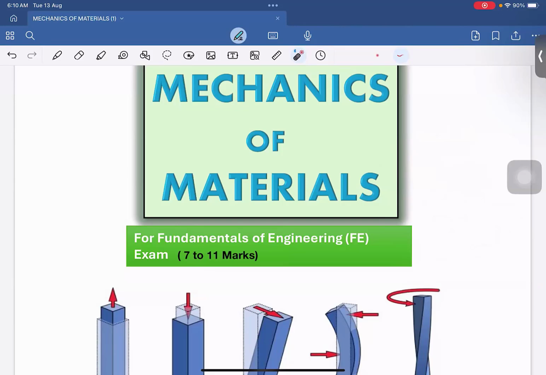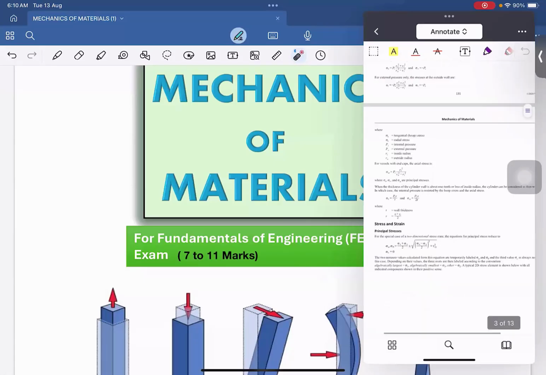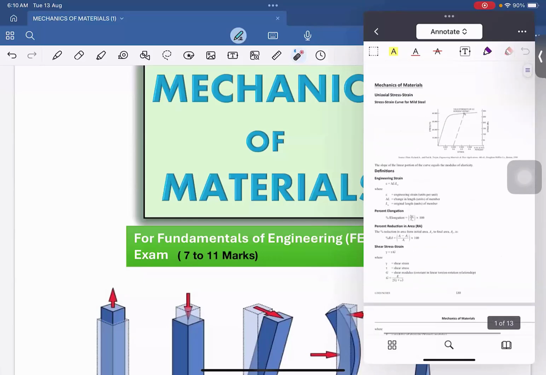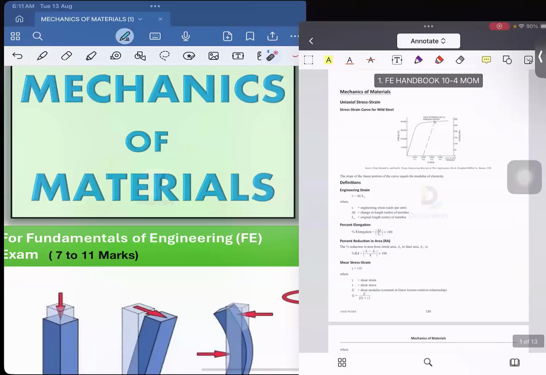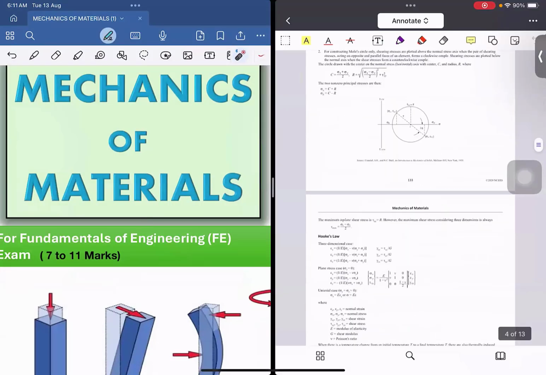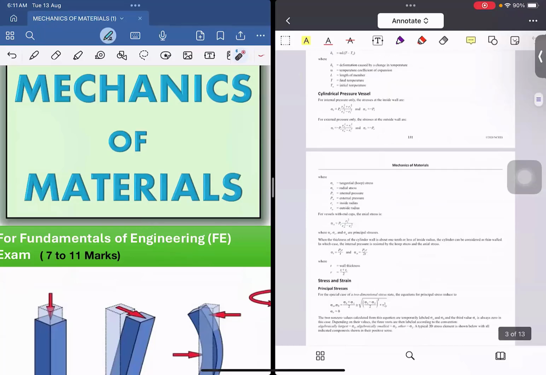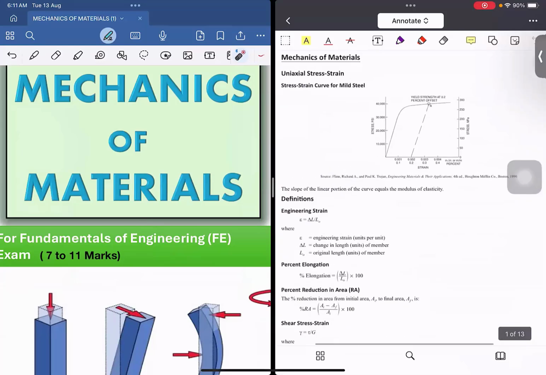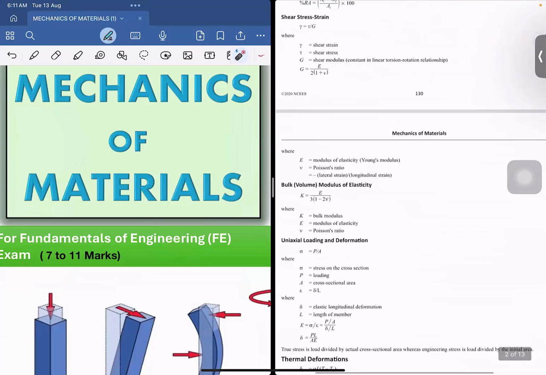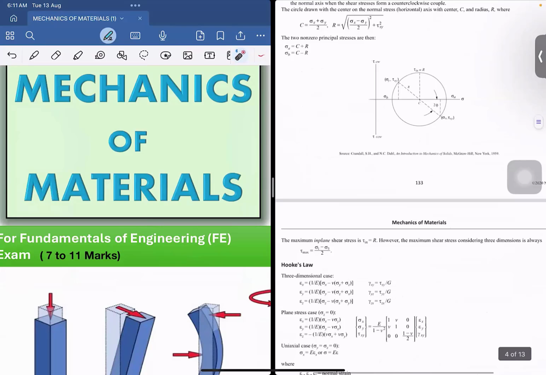That's the only thing. For example, I will show you here an FE handbook. This is the extraction of the FE handbook. I just collected the pages related to mechanics of materials only. There are just 13 pages, and here they have mentioned the syllabus like stress strain curve, different types of strains, different types of stresses, and Mohr circle. All the things are already mentioned in this handbook.